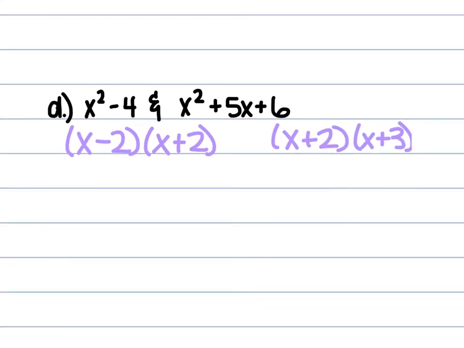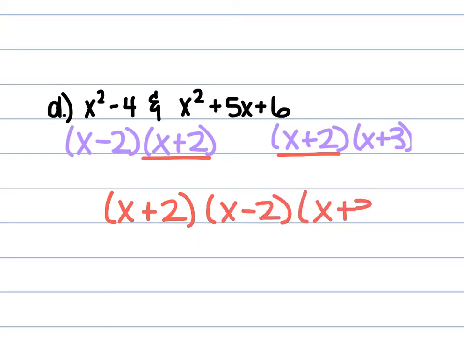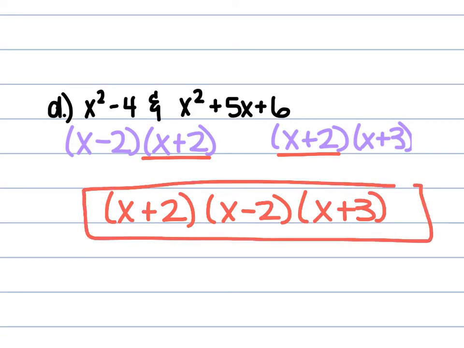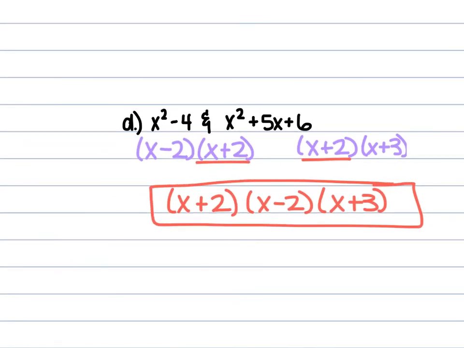So what's the same on both of them? Those x plus 2's. So we'd write one of those, and then rewrite everything that also occurs. So the x minus 2 as well as the x plus 3. So we have x plus 2 times x minus 2 times x plus 3 for this one.